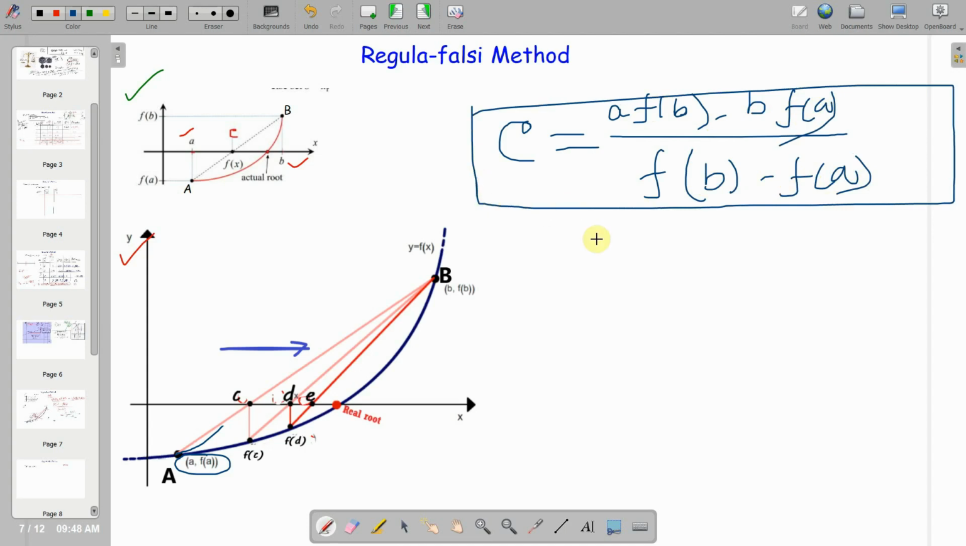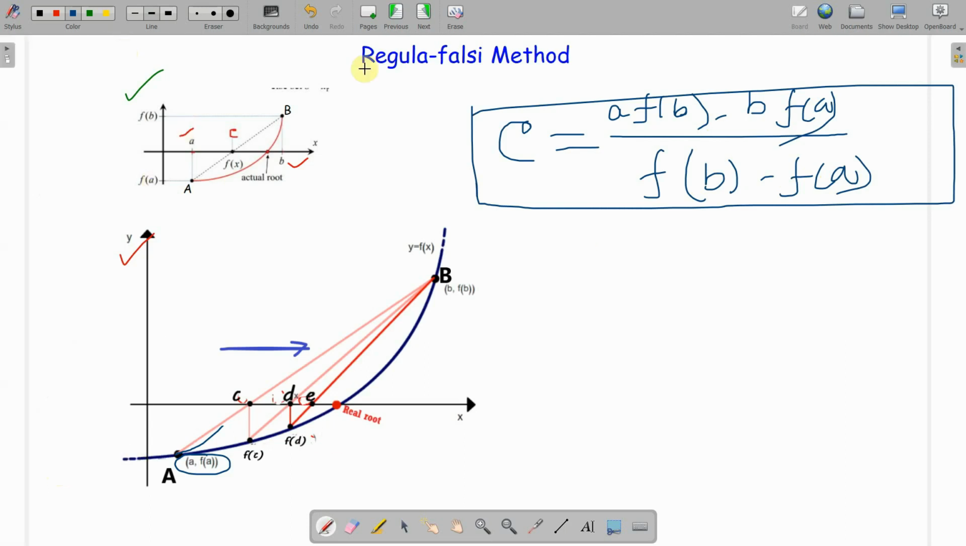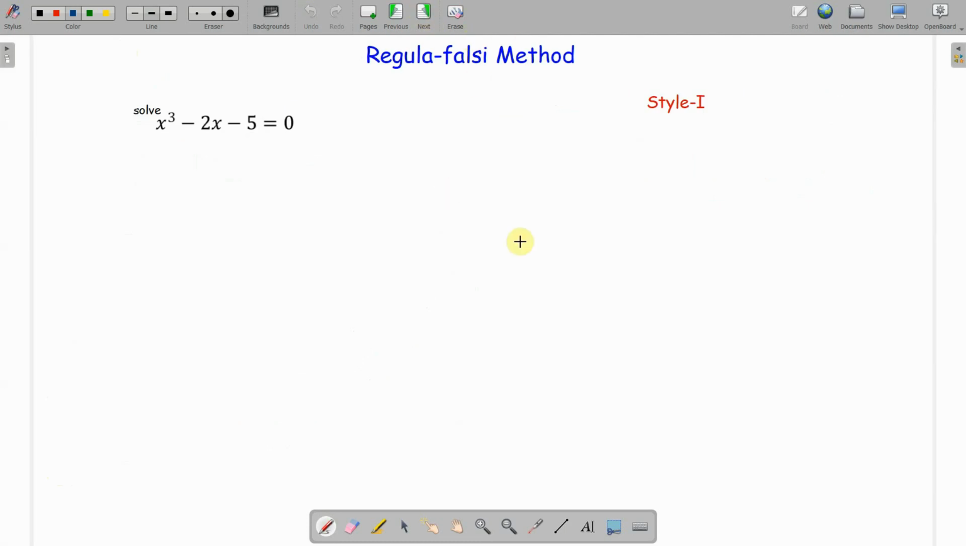Now let's solve one problem. Have you written this down? Okay. Now using the regula falsi method, solve x cube minus 2x minus 5 equals 0. So in the first line you will be writing that f(x) equals this value, x cube minus 2x minus 5. Write this down. Then what will you do?